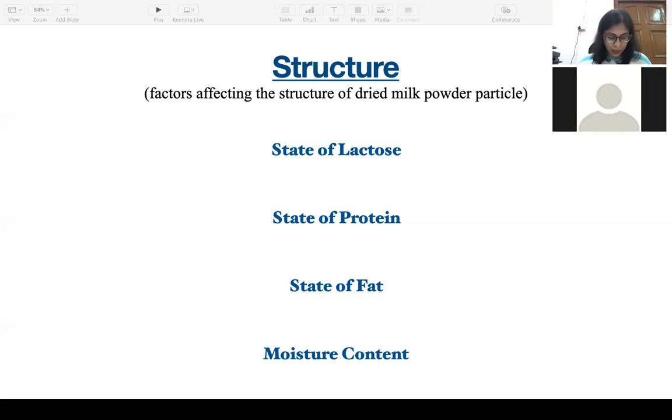Then there is the state of protein. The protein in milk is present in the form of serum proteins. Now, when we dry milk powder, heating is there. As a result, what happens? There is an irreversible denaturation of the protein present in the milk powder. So the milk powder contains proteins which are denatured. Hence, there is sometimes a problem with dehydration of the milk powder. This denaturation is irreversible. So the state of protein is clear.